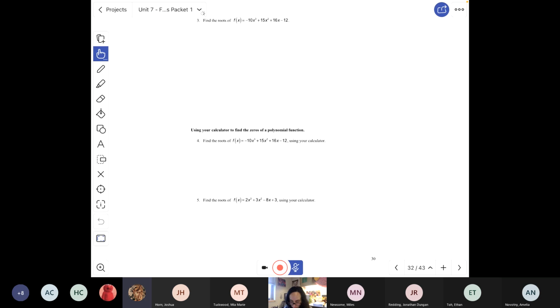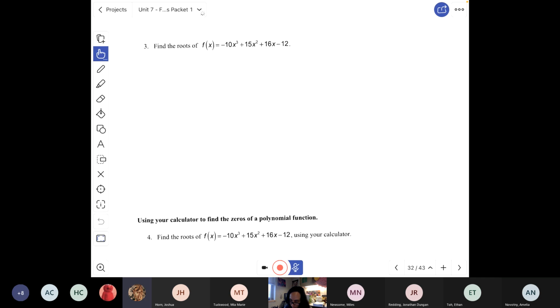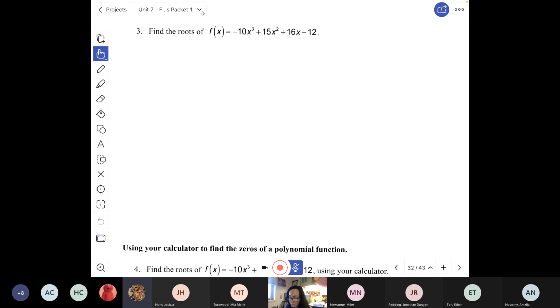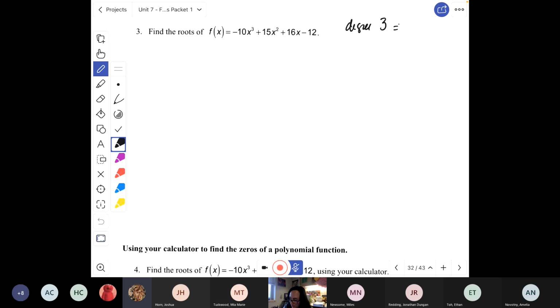Let's look at this one. You're given a polynomial. You're asked to find the roots. The first thing you have to do is find the list of potential roots, the possible rational roots. So let's look at the polynomial and talk a little bit about it. What is the degree of the polynomial? 3. So that means I have 3 roots.